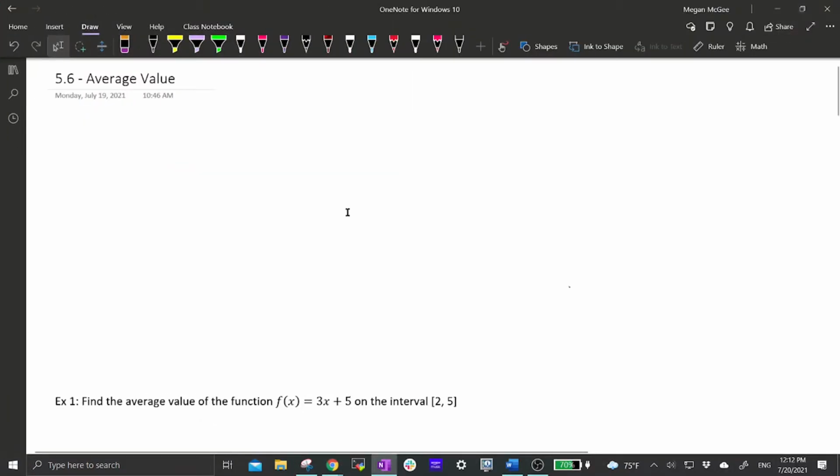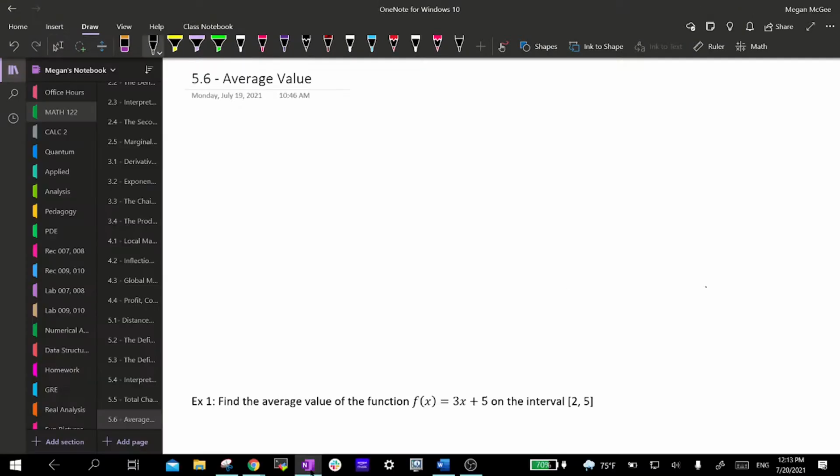Alright, back to what we actually need to get to. We just watched an example of how the average value works, but we still need to know how to actually calculate it. If we want to find the average value of a function f on an interval from a to b, then we need to take 1 over b minus a and multiply that by the integral from a to b of our function.